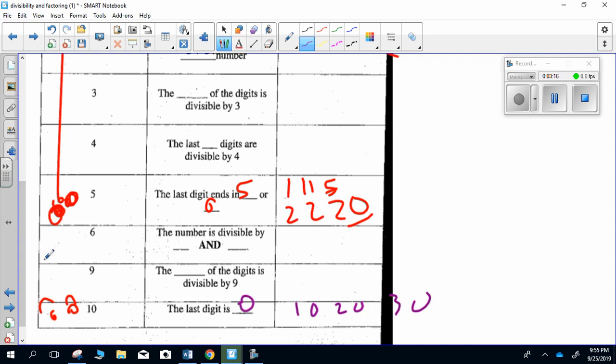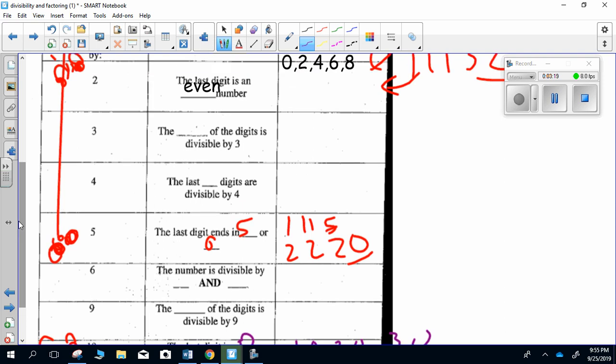There's one more on here, that's 4, and 4 is also a look rule. You can tell if a number is divisible by 4 if the last two digits are divisible by 4. If I have the number 124, because 24 is divisible by 4, that whole number is divisible by 4. If I have 5,004, because these last two digits are divisible by 4, the whole number is divisible by 4. So those are our look rules: 2, 5, 10, and 4.